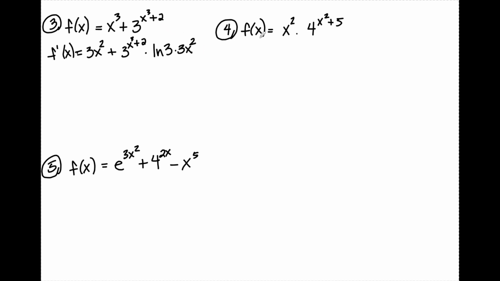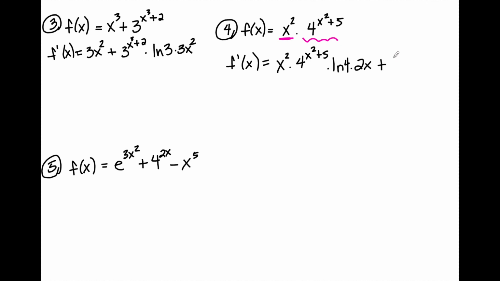Number 4. f of x equals x squared times 4 to the x squared plus 5. Since I'm multiplying here, I need to use the product rule. x squared is the first term. 4 to the x squared plus 5 is the second term. When I do the derivative, first, x squared, derivative of the second. This is a to the u. So I copy, ln the base times the derivative of the exponent. The derivative of x squared is 2x. Plus the derivative of 5 is 0. I don't need to write that.